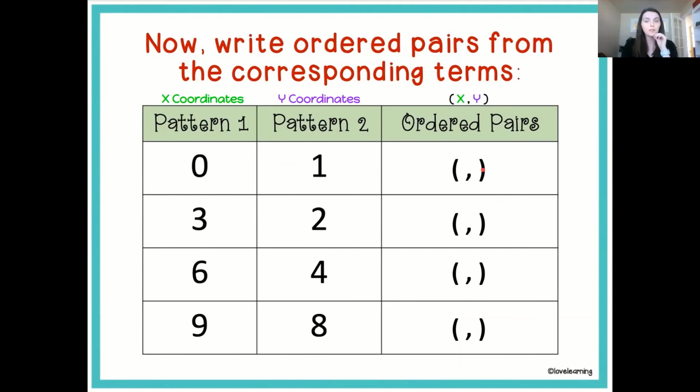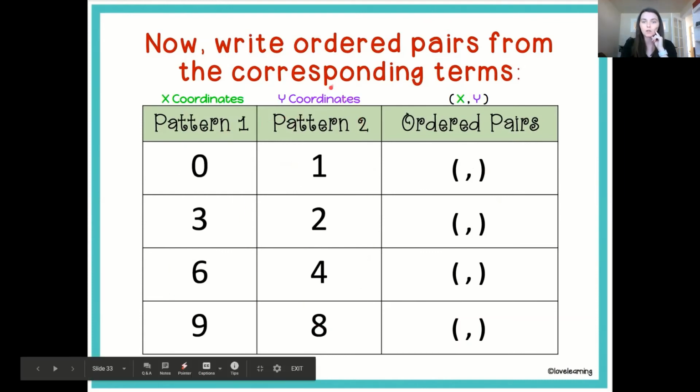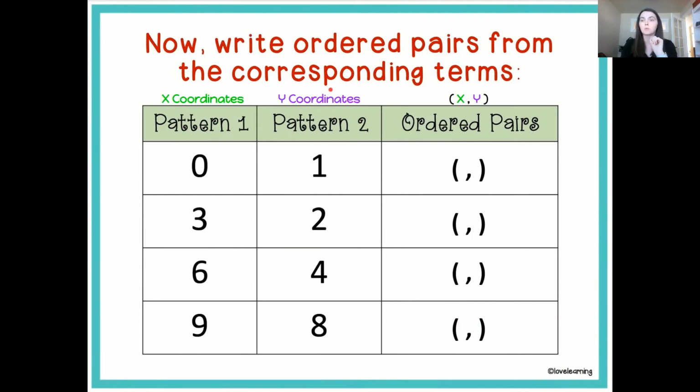So if each one of these ordered pairs needs to go x, y, and the first column is my x-coordinates and the second column is my y-coordinates, I want you to try to finish this table on your own. Pause me now, and then when you're done, unpause and we will move on.